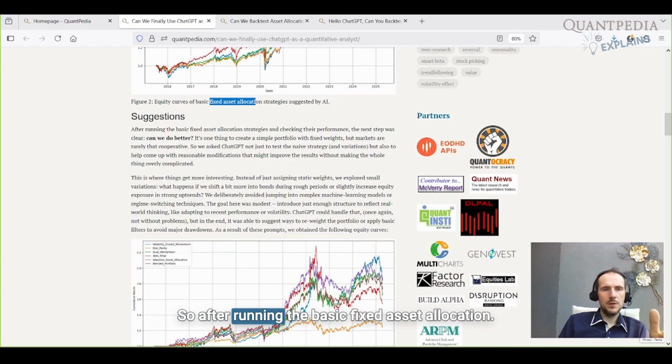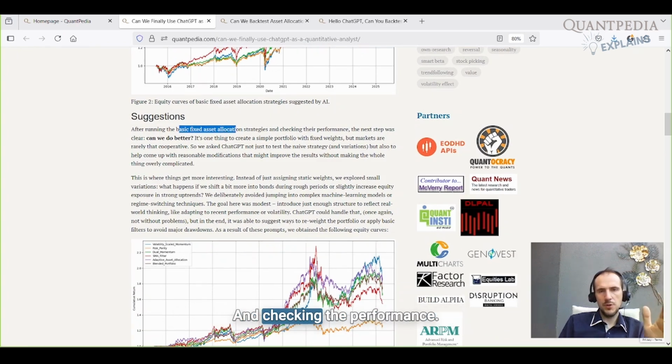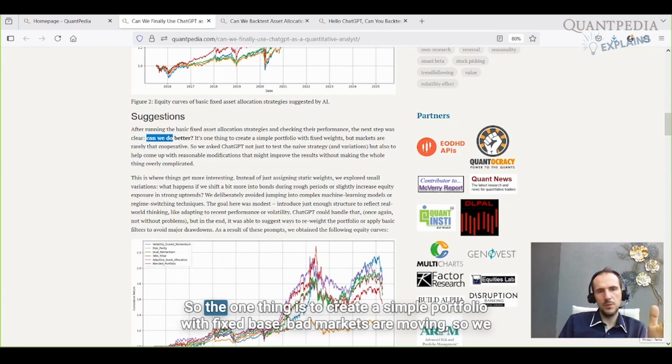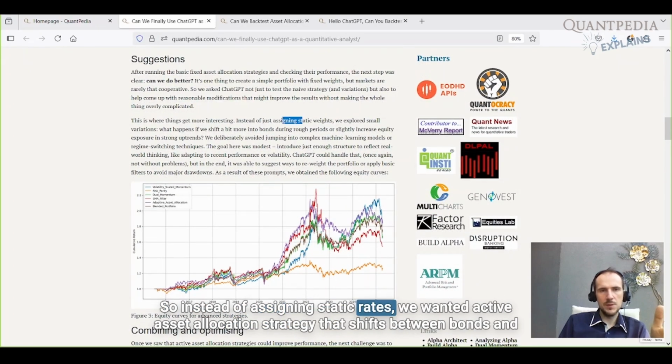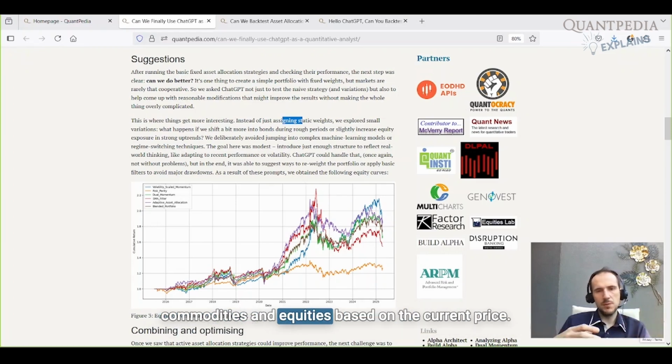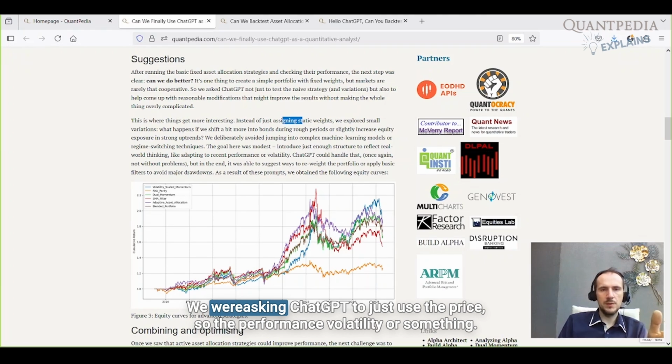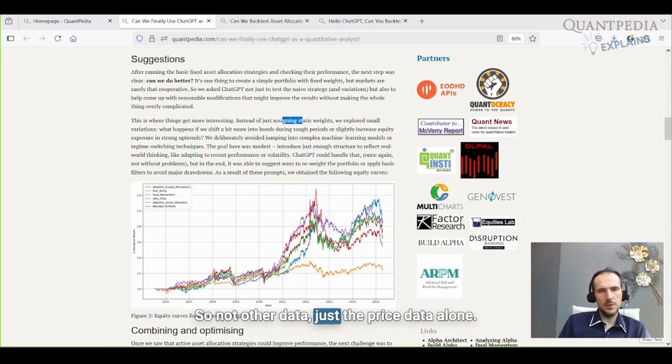Let's move on. So after running the basic fixed asset allocation and checking the performance, the next step was, can we do better? The one thing is to create a simple portfolio with fixed weights, but markets are moving, so we asked ChatGPT to come up with reasonable modifications that can improve the performance. So instead of assigning static weights, we wanted an active asset allocation strategy that shifts between bonds, commodities and equities based on the current price. We asked ChatGPT to just use the price, so the performance, volatility or something, so not other data, just the price data alone. ChatGPT suggested some strategies. ChatGPT then tried to backtest those strategies. At the end, it handled the task.